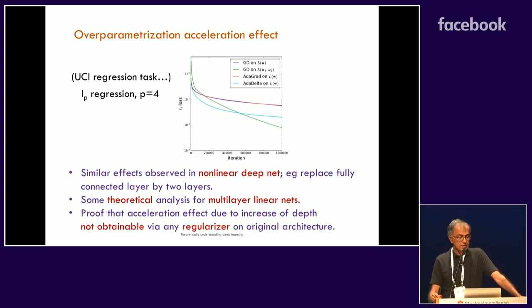It's accelerating. There are similar effects that we observe in nonlinear deep nets, where you overparameterize fully connected layers or matrices or filters by two layers. We give some theoretical analysis for multilayer linear nets. I mentioned earlier that if you're trying to do theory of multilayer nets, currently we only know it for linear nets, so we do some theoretical analysis there. And we also show that this acceleration effect by overparameterization is not obtainable via any regularizer on the original architecture. So it's really a different kind of effect.